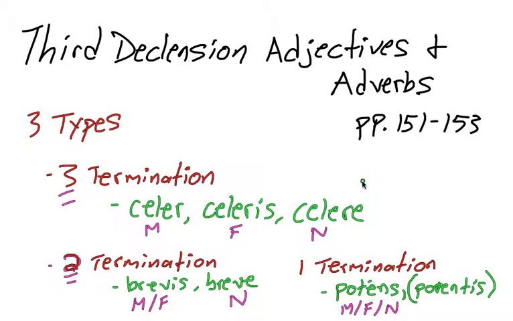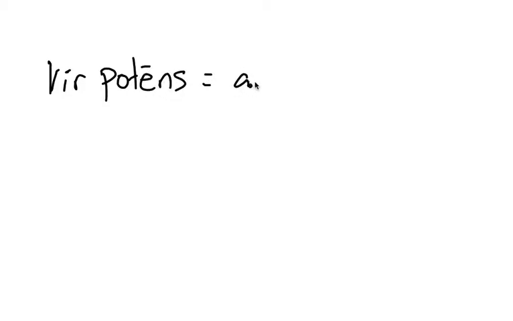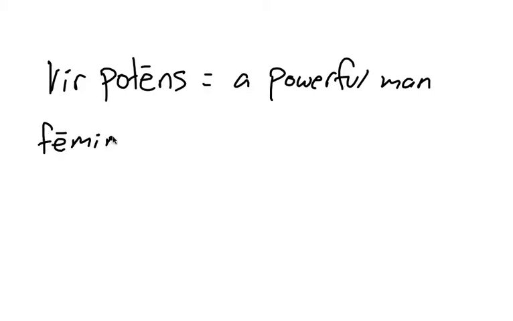So let's say we wanted to take these adjectives and modify some nouns with them. Let's start with the one termination. Okay, if I wanted to say a powerful man, I would say vir potens, right? A powerful man. And if I wanted to say a powerful woman, I would say femina potens.